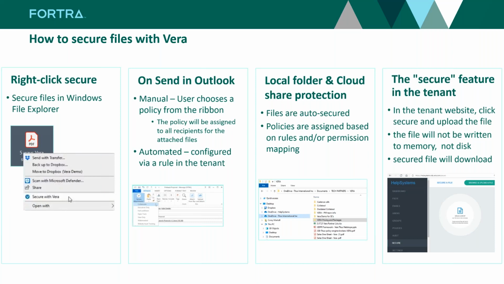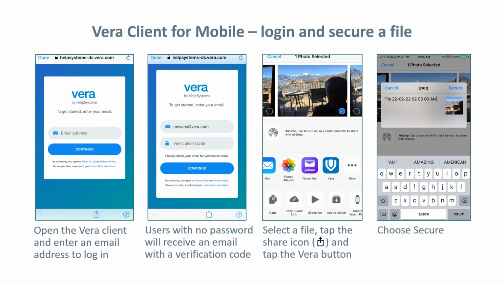And then you can also have files get bulk secured in places like local folders, cloud locations. And finally, there's the website with a drag and drop feature that allows you to drag the file into the website and then it'll get secured. And then in addition to that, of course, we have similar things for iOS and Android. So in addition to the ability to secure files on your mobile device, you can also receive files and view them securely.